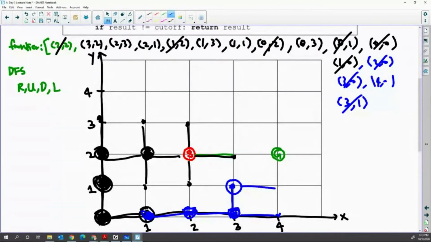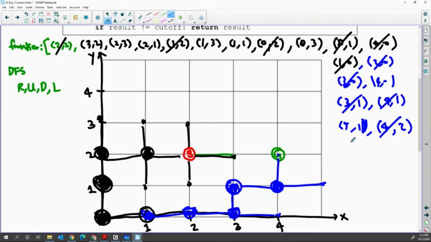I can go right. So that is 4, 1. I cannot go up. I cannot go left. So 4, 1 is popped. I can go right. That is 5, 1. Then I can go up. That is 4, 2. Then I cannot go down. Okay, now go left, so it's done. Now 4, 2 is popped, then that is the goal, so done.